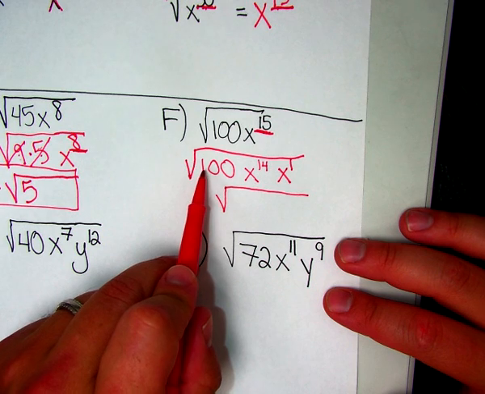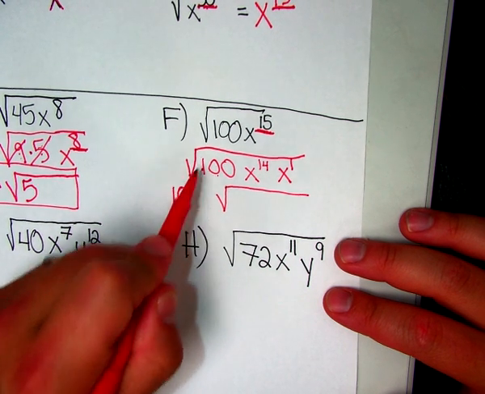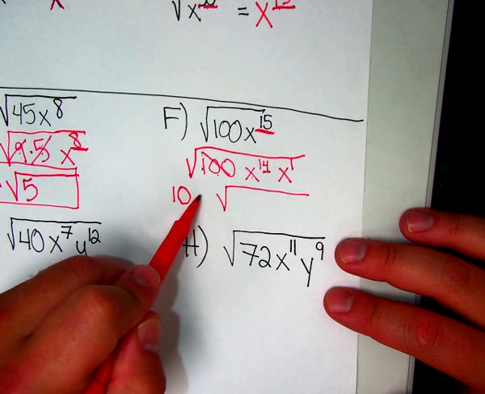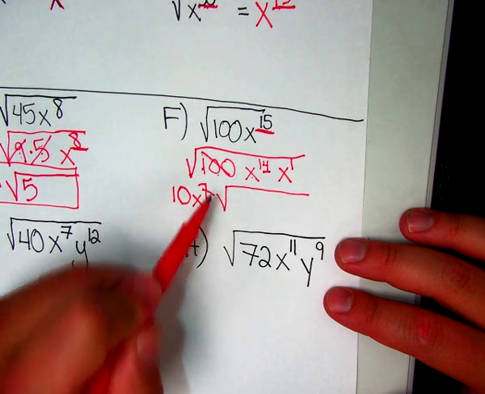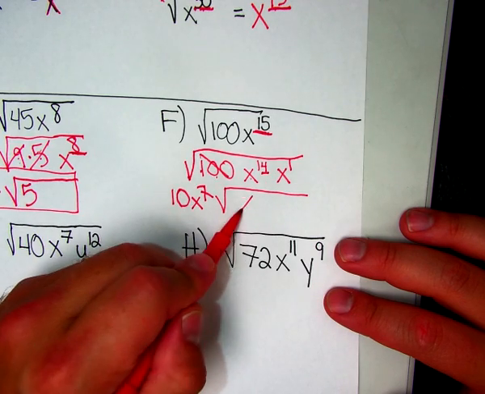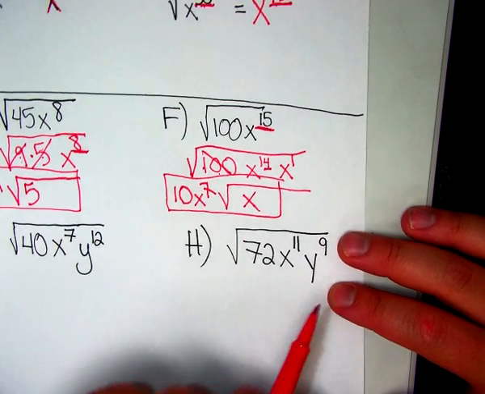Now simplify each part. What's the square root of 100? It's just 10. What's the square root of x to the 14th? Cut it in half, it's x to the 7. And this x to the first, I can't simplify it, so we leave it as x. So the answer is 10x to the 7th, square root of x.